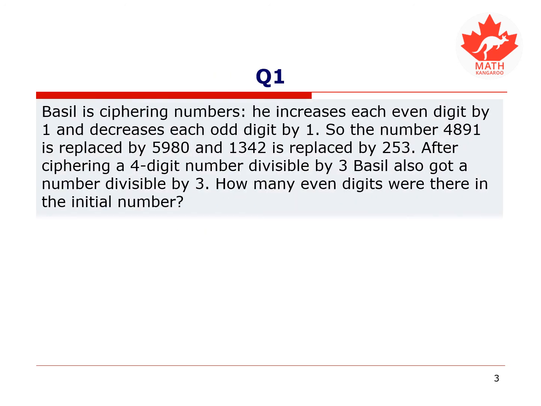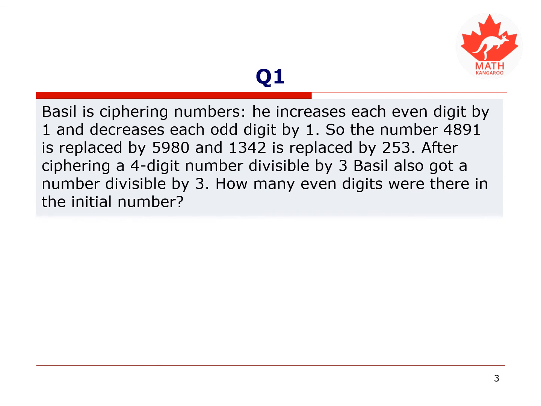Suppose Basil is encrypting or ciphering numbers using the following rules. He increases each even digit by 1 and decreases each odd digit by 1. So for example, the number 4891 is to be replaced by 5980 after Basil has ciphered it. 4 and 8, being even digits, will be increased by 1 into 5 and 9, and 9 and 1 will be decreased by 1 into 8 and 0. Similarly, the number 1342 will become 0253 after Basil has finished ciphering.